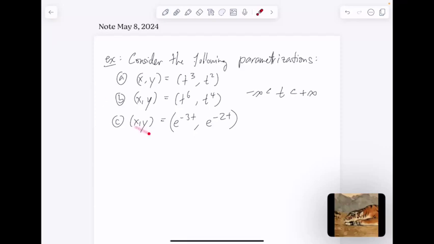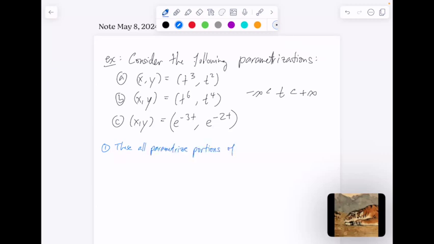We have these three parametrizations, right? And it turned out that the first part is we observed that these were all parametrizations of a portion of the same algebraic curve, right? These all parameterized portions of the curve x squared is equal to y cubed. And for your convenience, this is what the curve looks like.